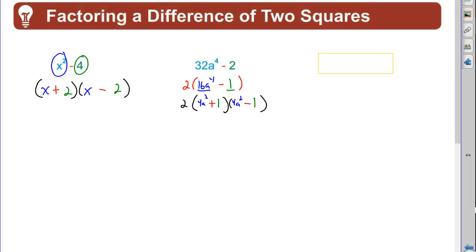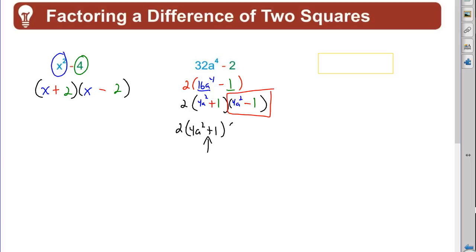Okay? Now this one is a little tricky. It actually can be factored one more time. Here's one more difference of two squares. So how would I factor that? Well, let me keep what I already have, 2 times 4a squared plus 1. That's not a difference of two squares because of the plus sign there.